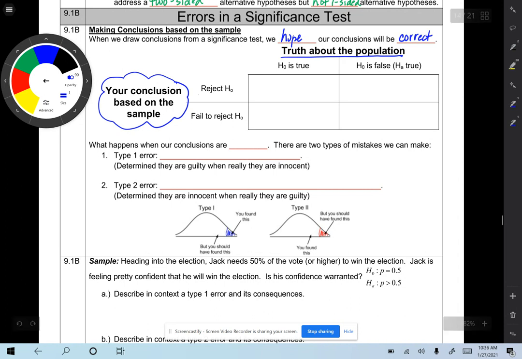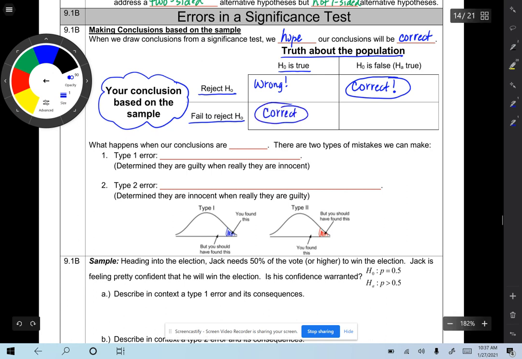If we reject the null hypothesis when the null hypothesis is actually true, that is wrong and you committed an error. If you reject the null hypothesis when the null hypothesis is false in favor of the alternative hypothesis, that's correct. So if we fail to reject the null hypothesis when the null hypothesis is true, that's correct. If you fail to reject the null hypothesis when the null hypothesis is false, that's wrong.